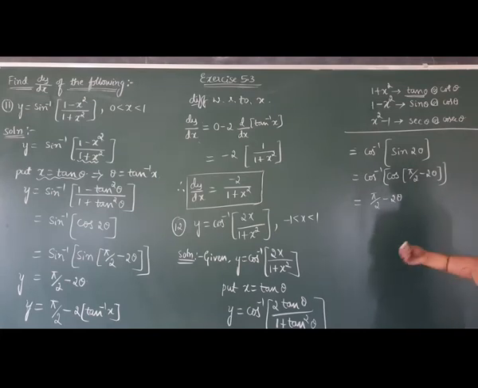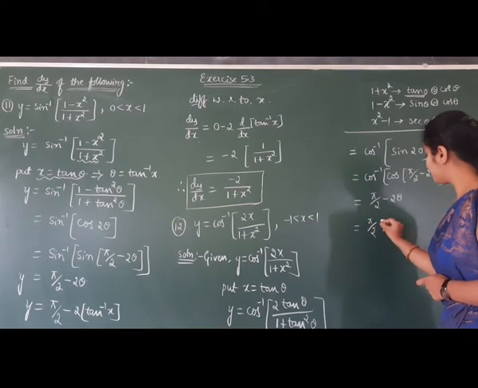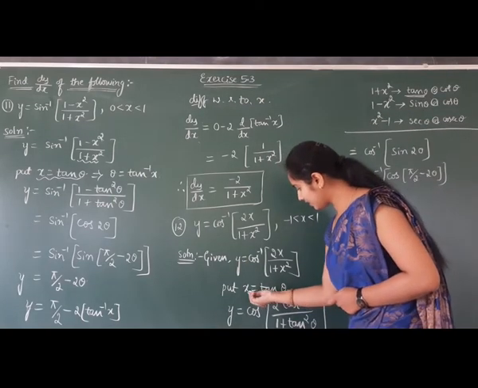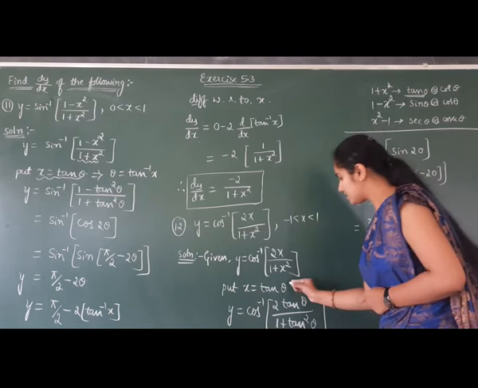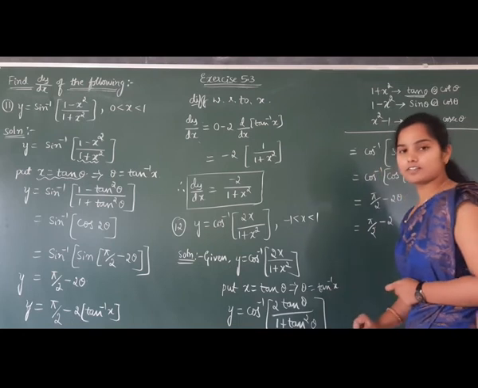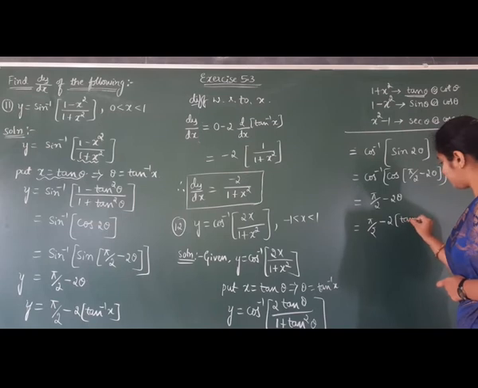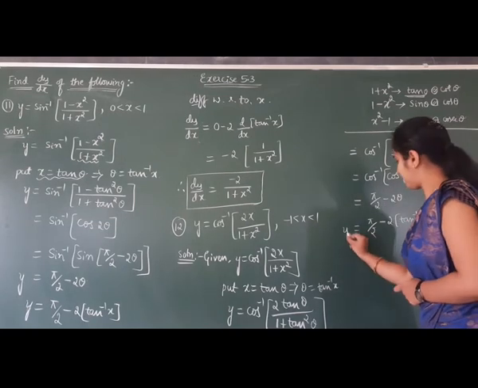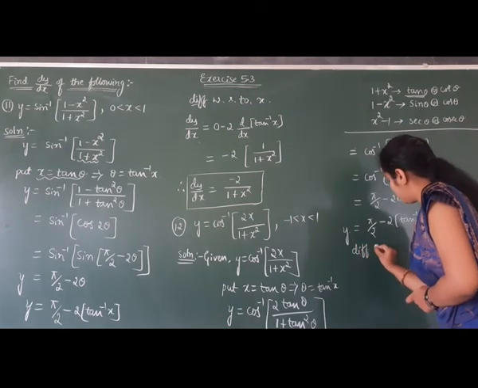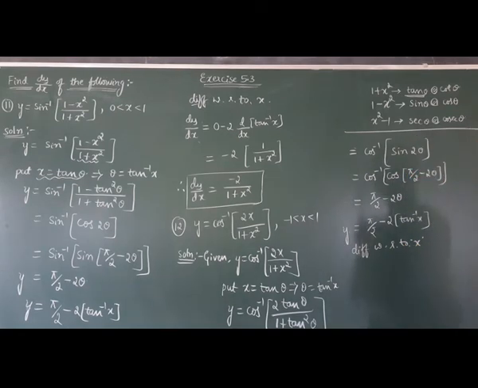So this is equal to pi by 2 minus 2 into, so here I take the substitution as x is equal to tan theta, right? So this implies theta is equal to tan inverse x. So now I will replace theta by tan inverse x, so 2 into tan inverse x. Now differentiate this function with respect to x.